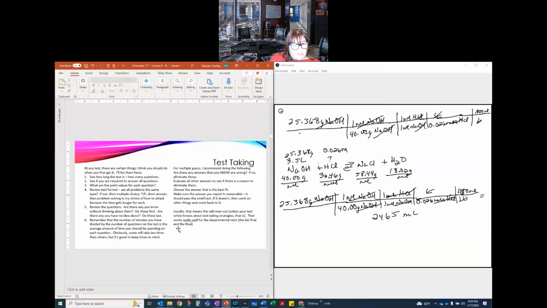What are other things about that? Are they all short answer? Do you have multiple guess? Do you have true/false? Do we have problem solving? It depends on who you are and what kind of test taker you are, what order you do those in. I tend to look at true/false, then multiple guess, then short answer, then problem solving. Really, because that's the way that tends to work best for me.